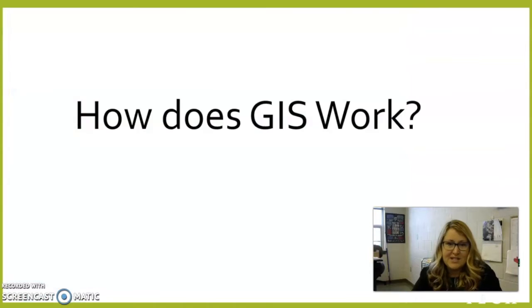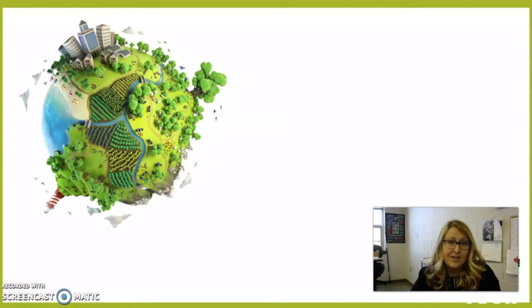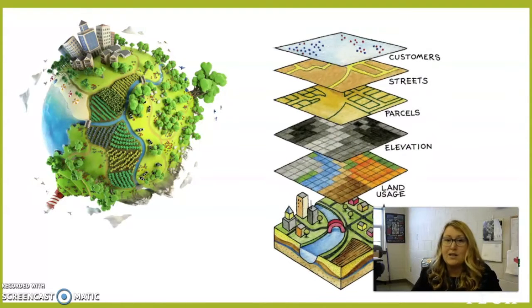How does GIS work? Let's take a look. The world around us is created through lots and lots of components that work together. They're interacted and intertwined in between. Well, we can take the real world and we can separate it into a list of layers that we can overlap on top of each other. For example, we can take a look at the land usage, elevation, parcels, streets, and customers, and pick each one of those items and recreate them through a different layer. That now allows us to ask questions and to dig deeper to make smart decisions.